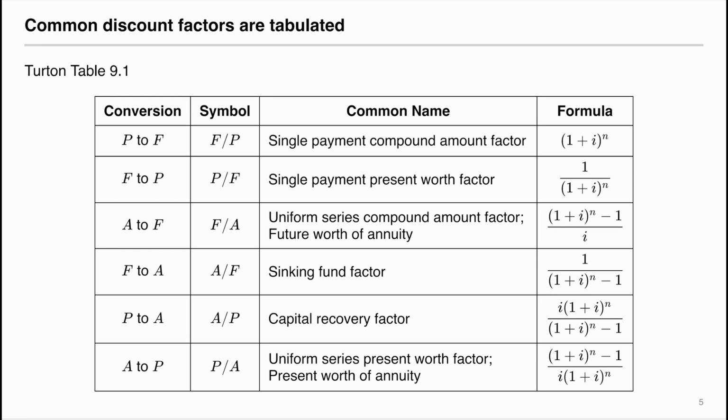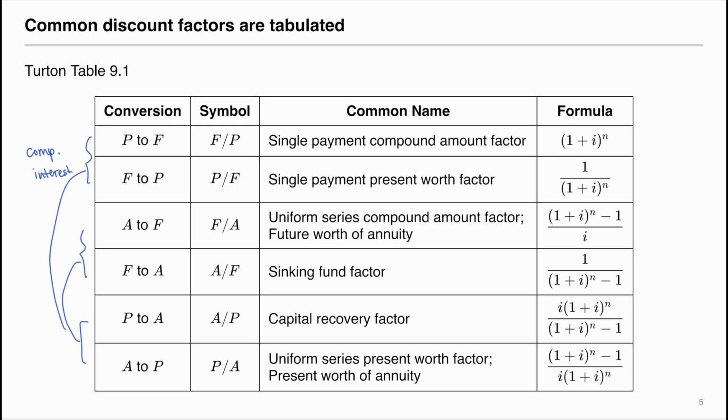Now we have derived all our commonly used discount factors. These two are derived from the compound interest. And these two are derived from the annuity example. And these are tabulated in the textbook, table 9. And these serve as conversion factors between the values.